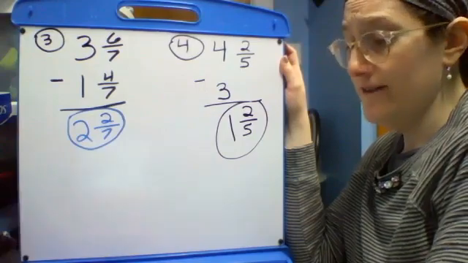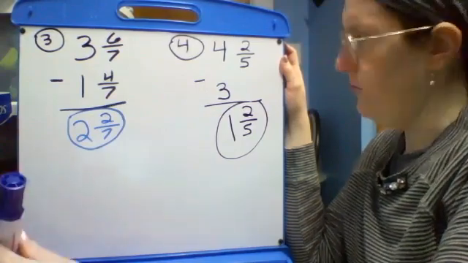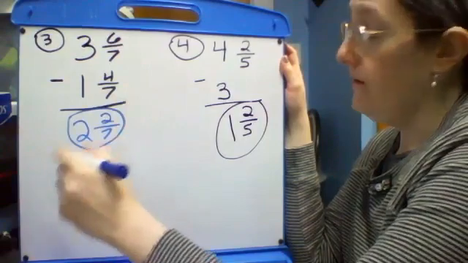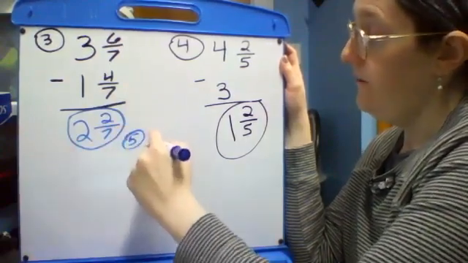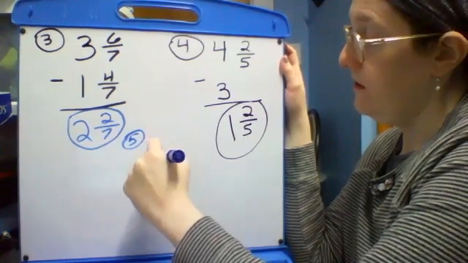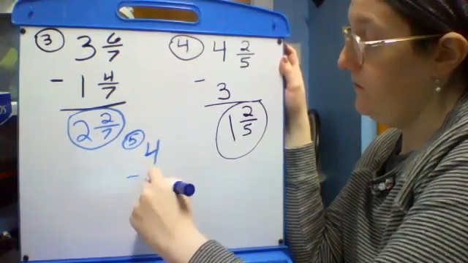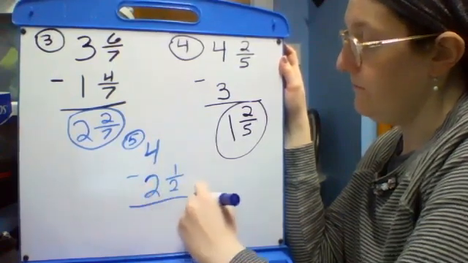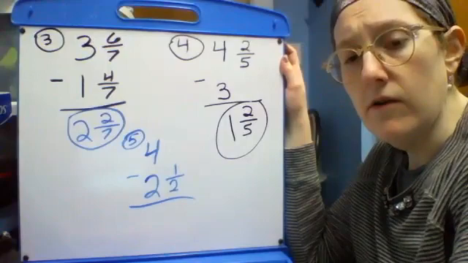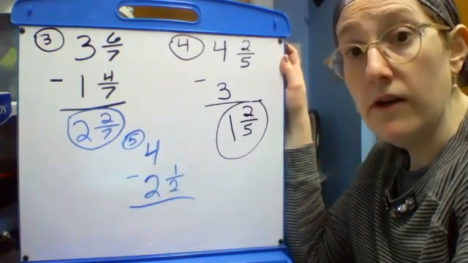Here's one more, just to stretch those brains of yours. Let's say, number 5. Let's say I have 4 minus 2 and a half. Pause the video and try it by yourself.